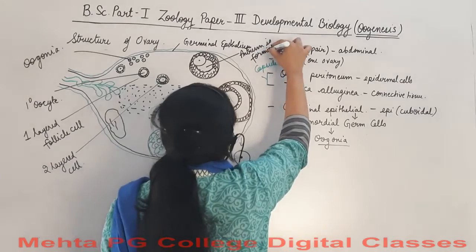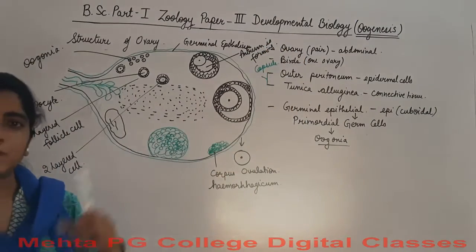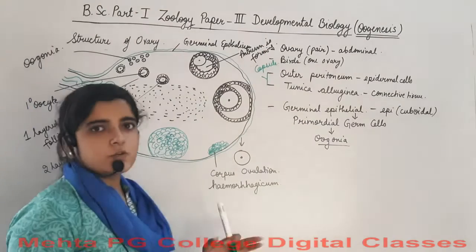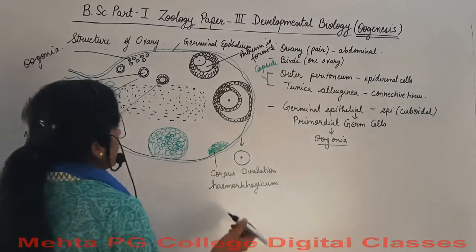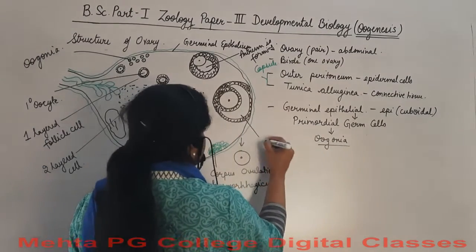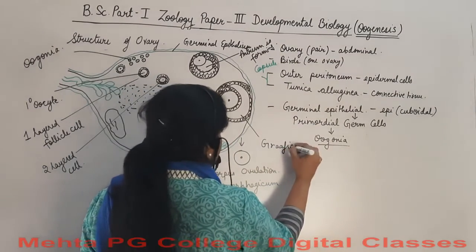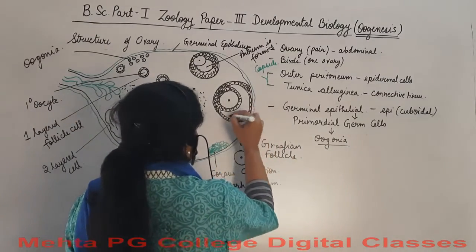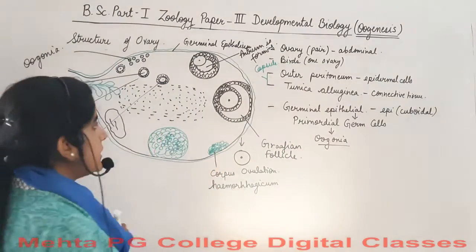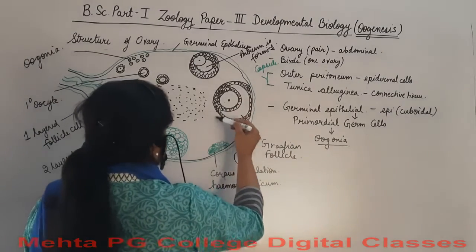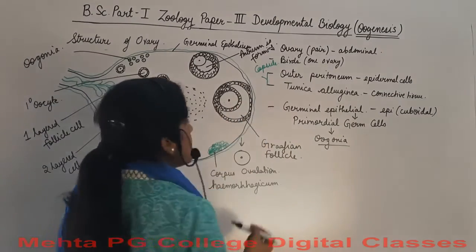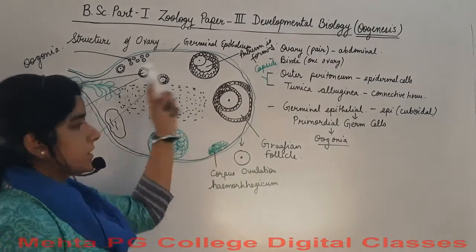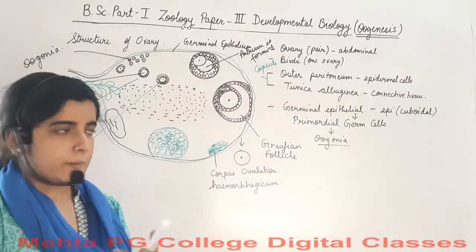Antrum is forming. Antrum is a fluid-filled cavity present in the follicle, or mature follicle. So this is the Graafian follicle. We say mature follicle. It is formed, and this cavity is known as antrum, a fluid-filled cavity. Ovum is present here, and outside the ovum are present the follicle cells. So follicle cells are present outside the ovum.